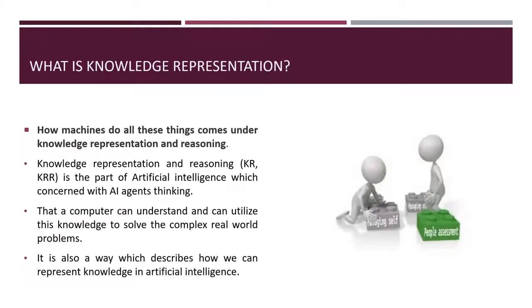There are two types. The first one is knowledge representation and reasoning, that is KR and KRR. It is a part of artificial intelligence, which is concerned with how an intelligent agent thinks and how thinking contributes to the intelligent behavior of the agent. It is responsible for representing information about the real world so that a computer can understand and utilize the knowledge to solve complex real world problems such as diagnosing a medical condition or communicating with humans in natural language.